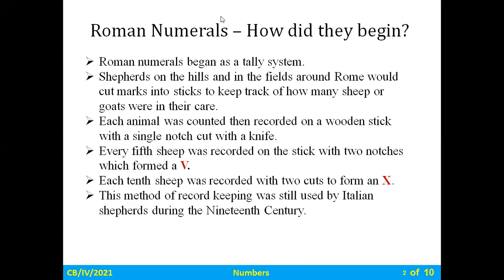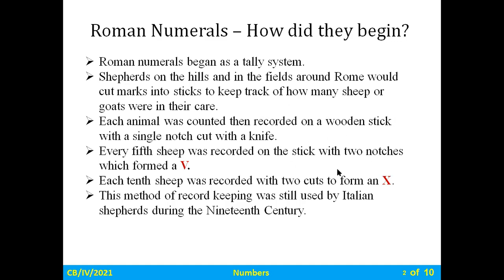Now as you can see, Roman numerals began as a tally system. I hope you remember in grade 3, in the last chapter, we learned about tally marks. The same was used in the 19th century in Rome, where some shepherds used to count their sheep or goats. Because they had sheep and goats in large numbers, it was difficult for them to keep track of their numbers, so they used this system. They used to mark notches on a wooden stick with a knife, and this is how they were keeping the count of their sheep and goats.